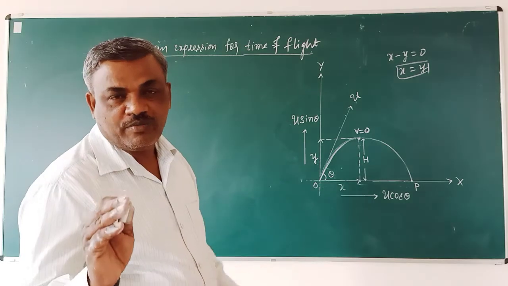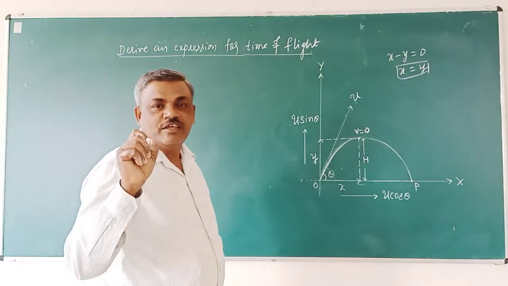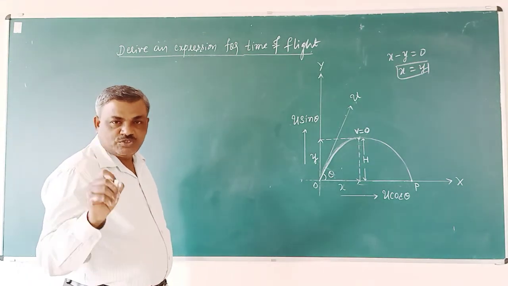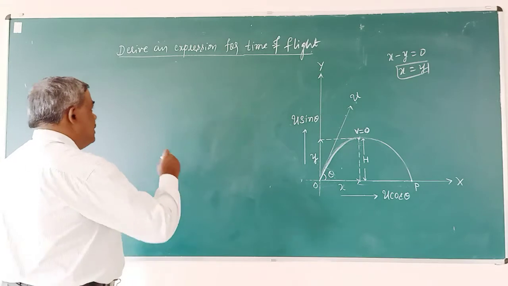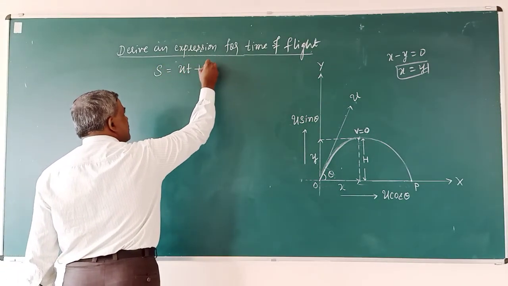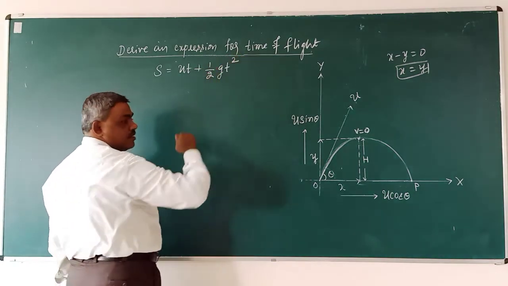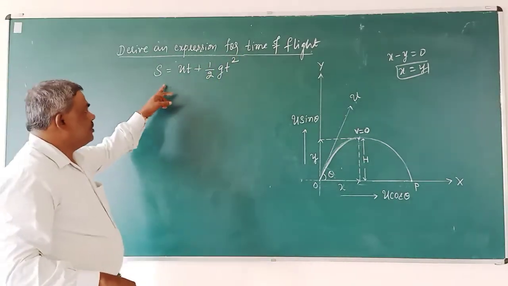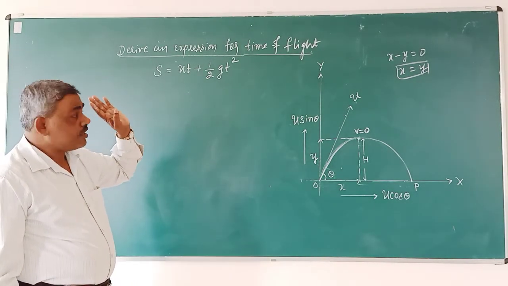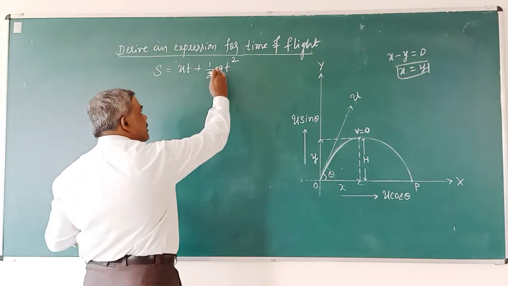So how do we do the mathematical derivation for time of flight? Now the second equation of motion: s equals ut plus half gt square. S equals ut plus half gt square, the second equation of motion.